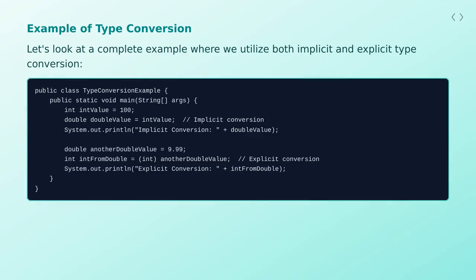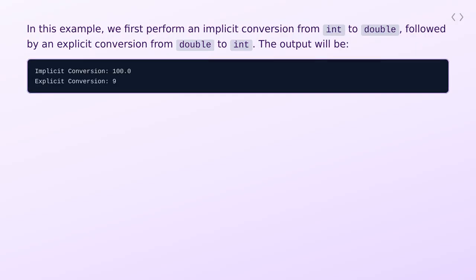This section covers example of type conversion. Let's look at a complete example where we utilize both implicit and explicit type conversion. Review the class shown on screen and how its members are organized. In this example, we first perform an implicit conversion from int to double, followed by an explicit conversion from double to int. The output will be. I'll let you read the examples on screen rather than reading every line aloud.